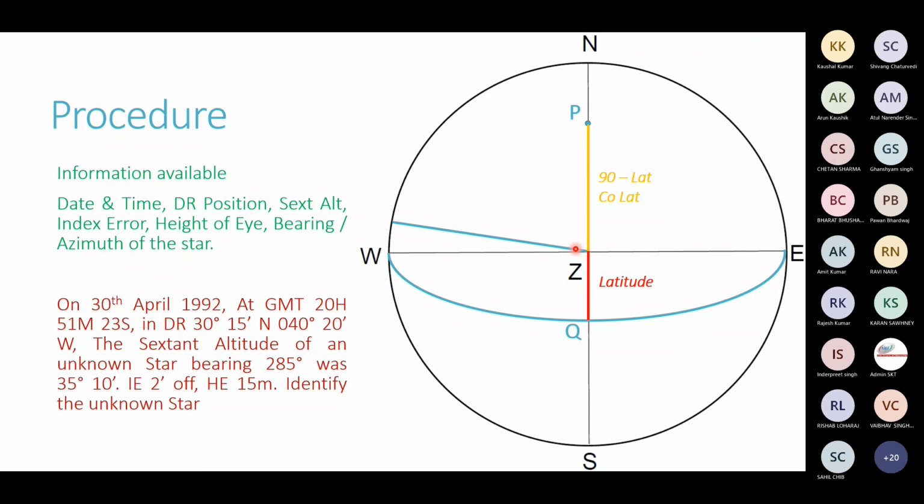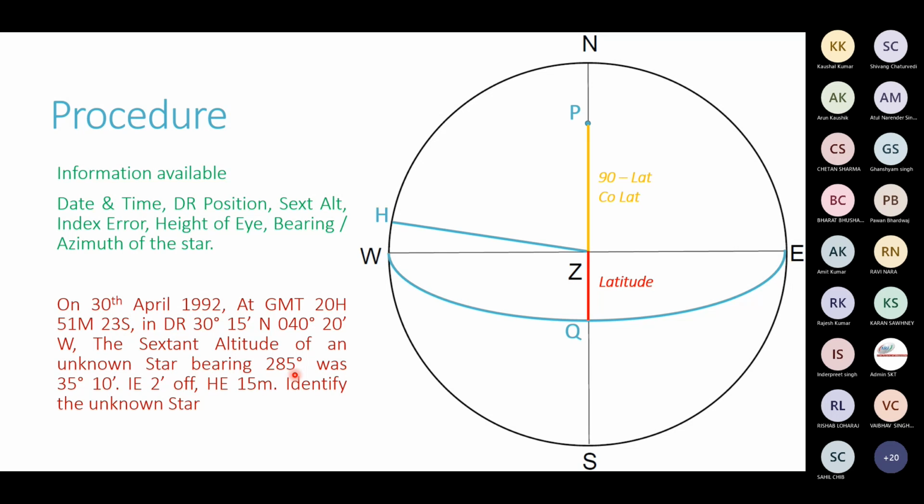So from point Z, I draw the bearing line, basically the vertical circle passing through the body. This should meet the rational horizon diagram at this particular point, since the bearing is 285. Now let's name this point as H. So Z to H is the vertical circle passing through the body and also represents the azimuth of the body, that is 285.